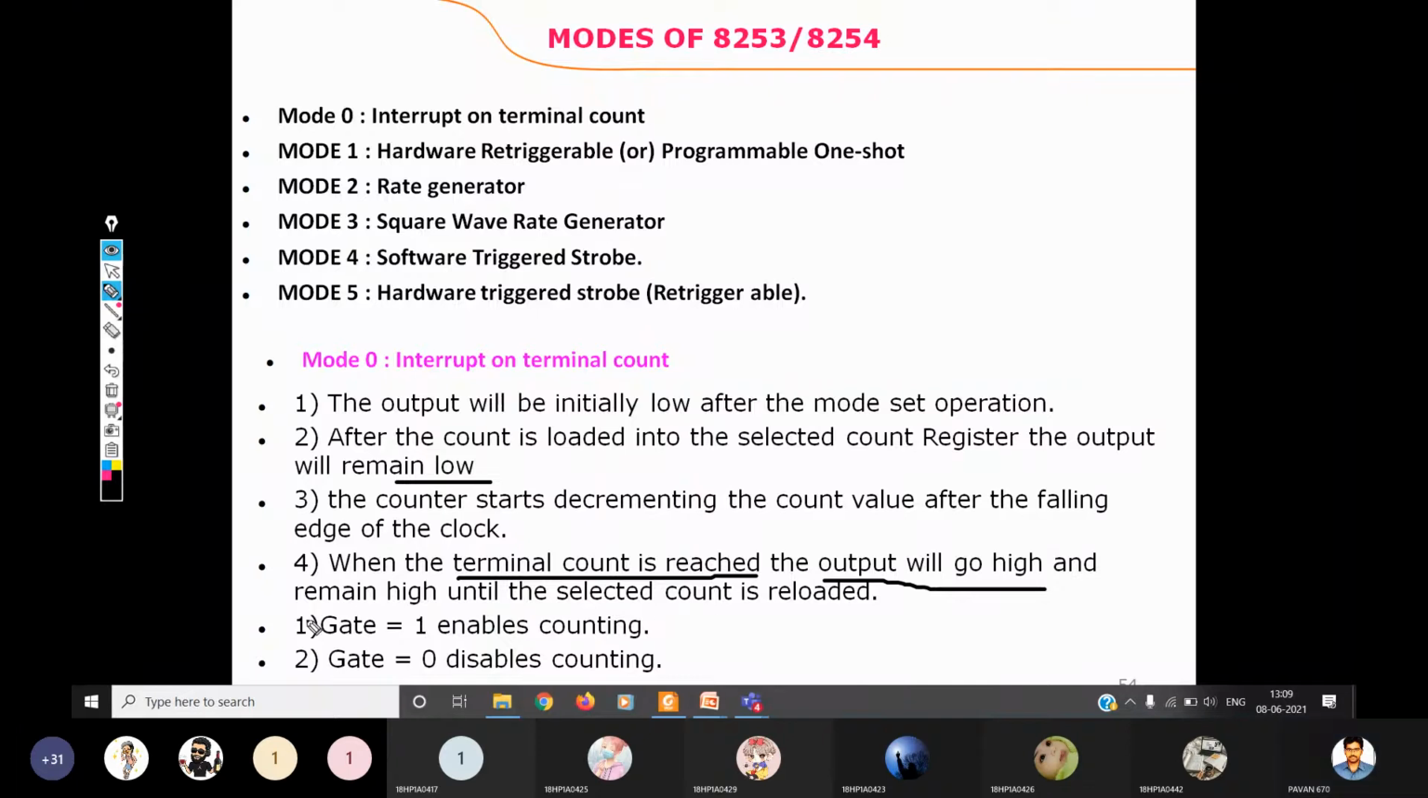To make all these things happen, our gate signal is important. For every counter, there is a dedicated gate signal. If that gate signal is 1, the counting operation will be enabled and counting will be done. If the gate signal is 0, counting will never happen. That's why it is called a gate signal. It regulates the operations, whether it should be enabled or disabled.